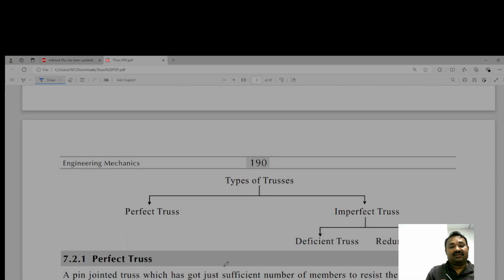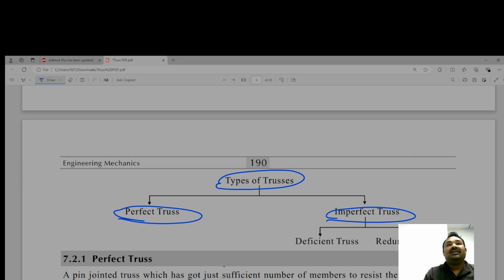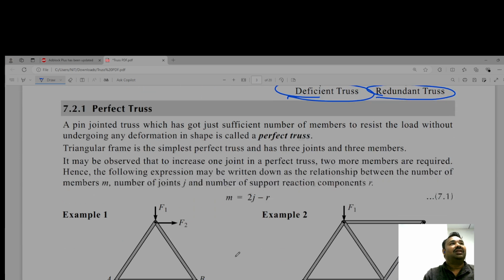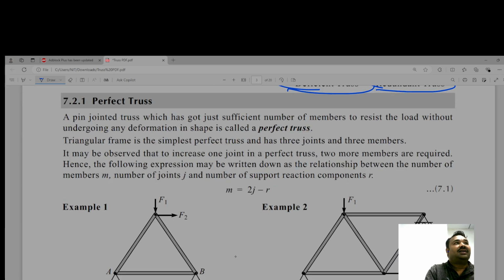After this, the types of trusses. There are two types, perfect truss and imperfect truss. Further, the perfect truss can be divided into two parts, deficient truss and redundant truss. Now let's discuss one by one, what is the perfect truss.